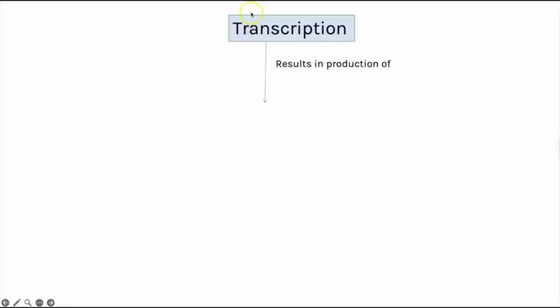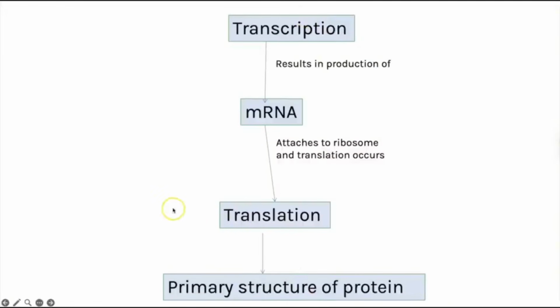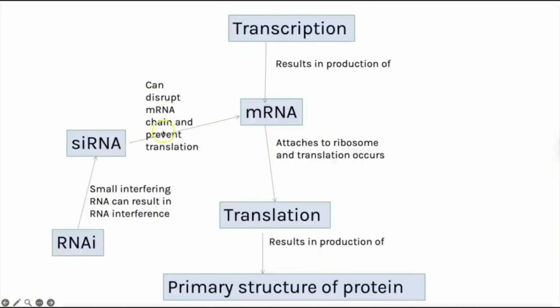So here's our flow diagram of how protein synthesis typically happens. We've got transcription, that results in the production of mRNA. mRNA is then translated, and that results in the production of a polypeptide chain. So that is how protein synthesis occurs. Now, we've already talked about transcription could be prevented or initiated because of transcription factors and epigenetics. But here is where our siRNA or RNA interference has a role. So siRNA can cut up the mRNA to prevent translation, and therefore small interfering RNA results in RNA interference.